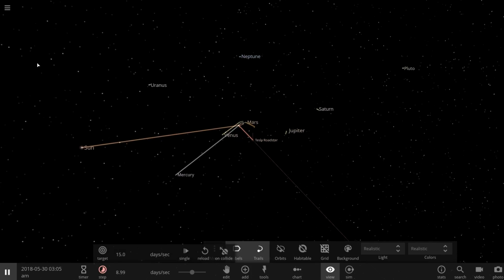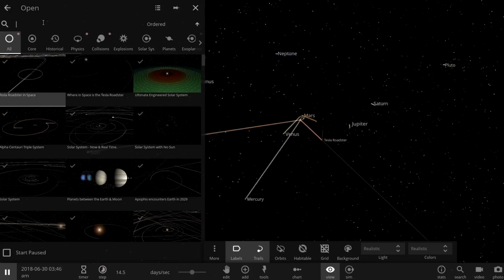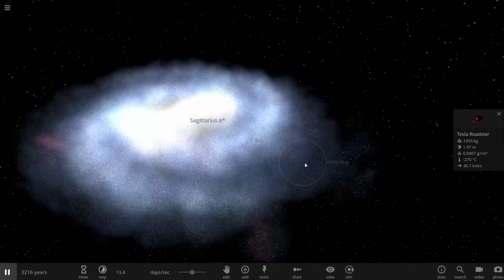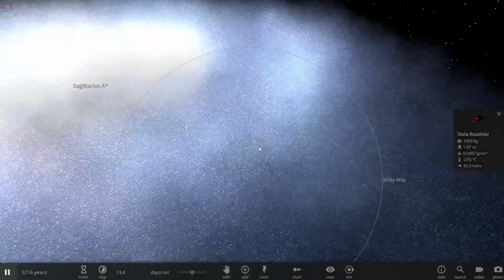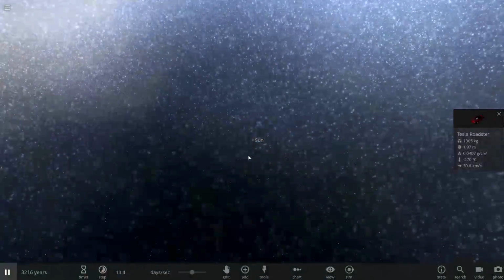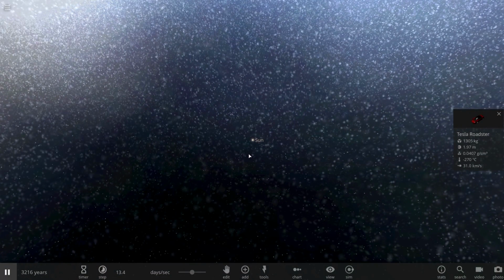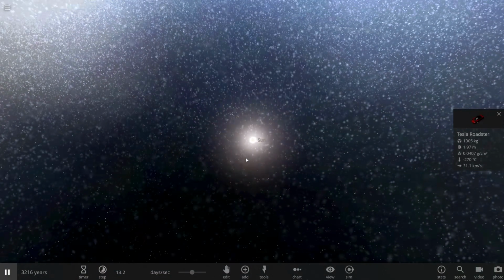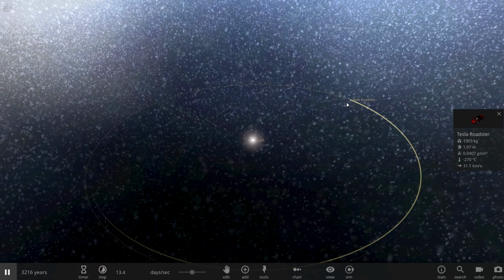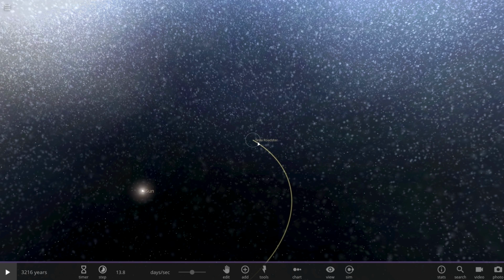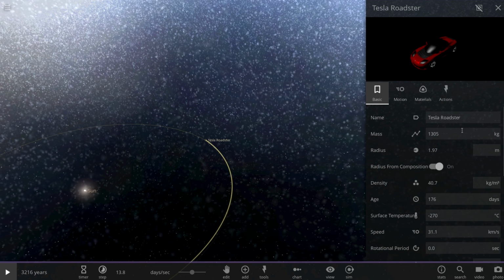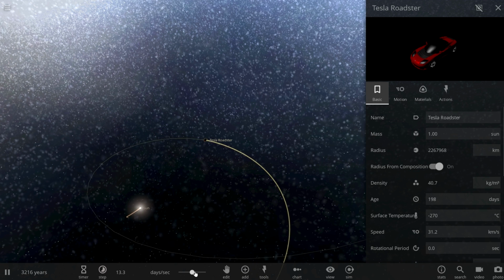Alright, so what I'm going to do now is open this galactic simulation that actually has our Sun right there in the middle, and we're going to place the Tesla Roadster around it and once again increase its mass to the point where it can't really handle it anymore, just like it did in the last part. So this time though, we're going to go into really, really large numbers. Right away, we're going to start with one mass of the Sun and keep increasing it more and more and more.